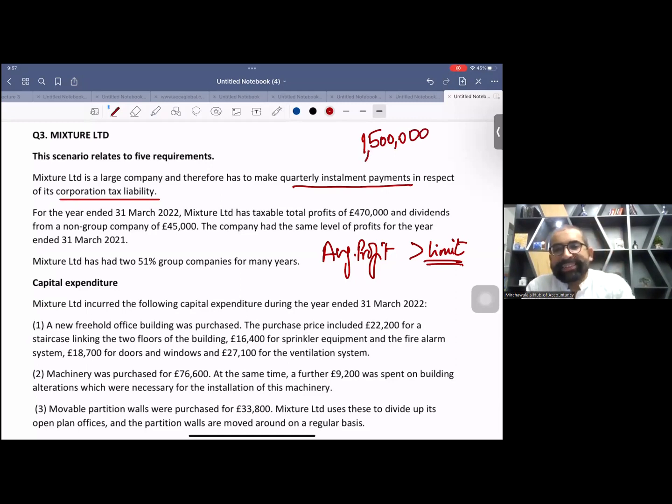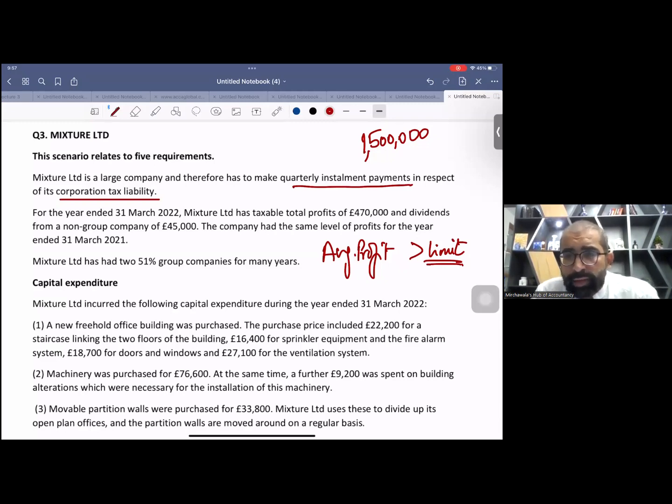Now the next question. Do we apportion the limits because of anything? Yes, because of two factors. Number one, if the accounting period is less than 12 months, then you have to apportion the limit. And if you are part of a 51% group of companies, then according to the total number of members, you have to apportion.